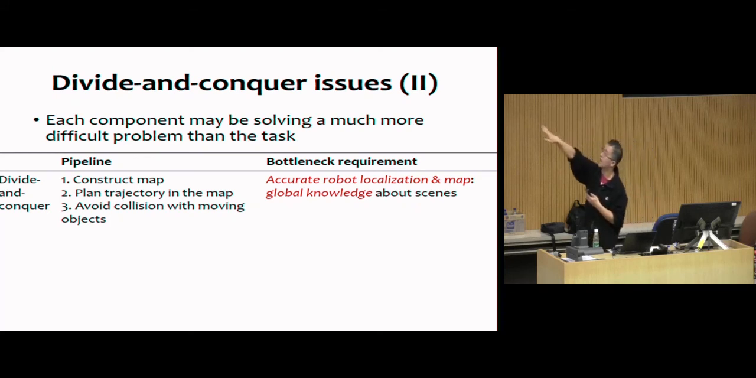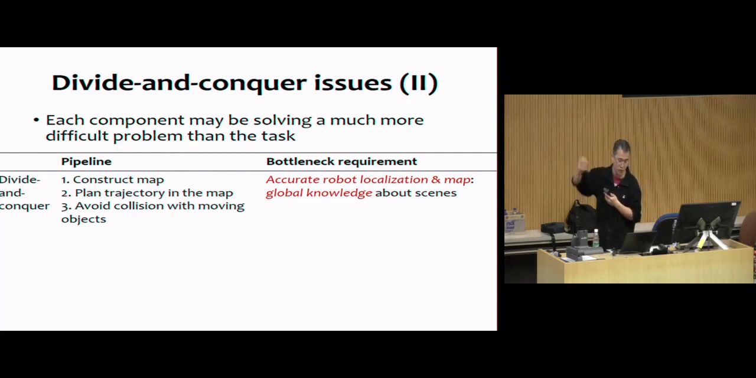As you can see, I first need to construct a map, then I need to plan a trajectory in the map, and finally I need to avoid collision with all the moving objects. However, let's look. For the first task and the second task, if I'm going to construct a map, I need a very accurate localization and map so that I can finish the planning, that is, the planning trajectory in the map.